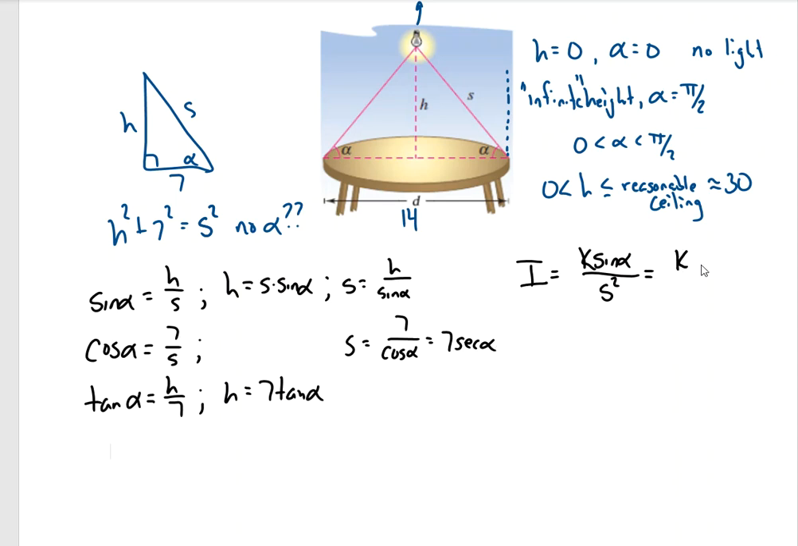I know that this is going to be k sine of alpha over, instead of s squared, this is 7 secant of x squared, which I'm going to rewrite as k sine of alpha over 49. My goodness, really? Did I just do that?